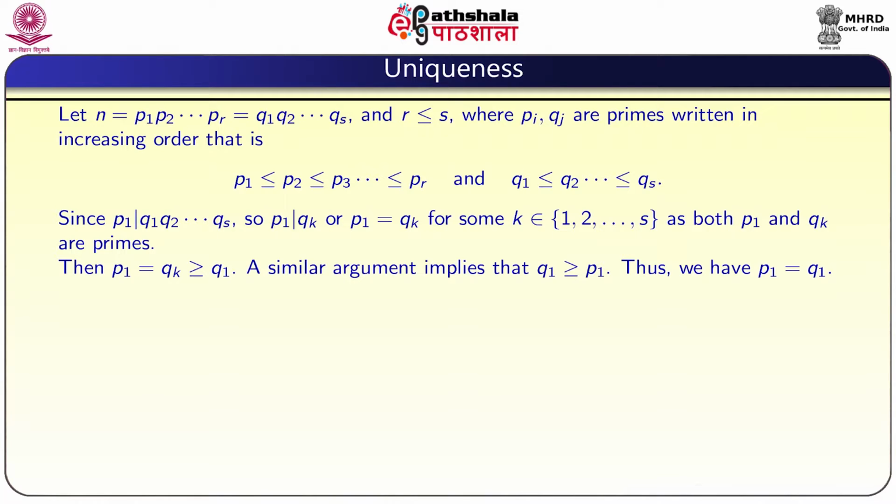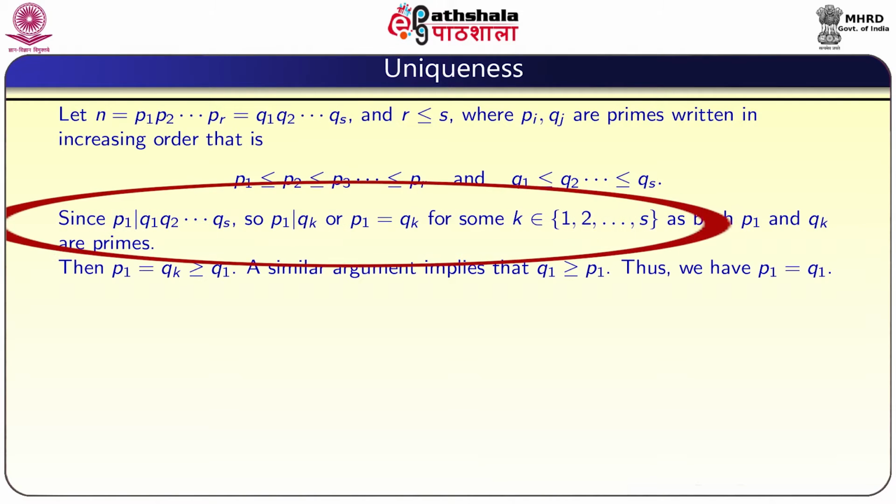So, for that, assume that r is less than or equal to s, where Pi, Qj are primes written in increasing order, that is we are also assuming an order, that is P1 is less than or equal to P2, less than or equal to and so on Pr, Q1 is less than or equal to Q2 and so on, less than or equal to Qs. Now, our objective is to show that P1 is equal to Q1, P2 equal to Q2 and so on, Pr equal to Qs. So, let us see how we will proceed.